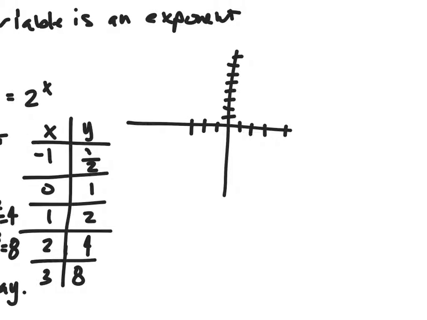Let's plot the point 0, 1. That's the first one. I'm going to plot the point 1, 2, the point 2, 4, and the point 3, 8. So notice what you have: you get this curve here. And if I plot -1, 1/2, I'm going to get a graph that looks like this. It's going to shoot up like this. This is growth.